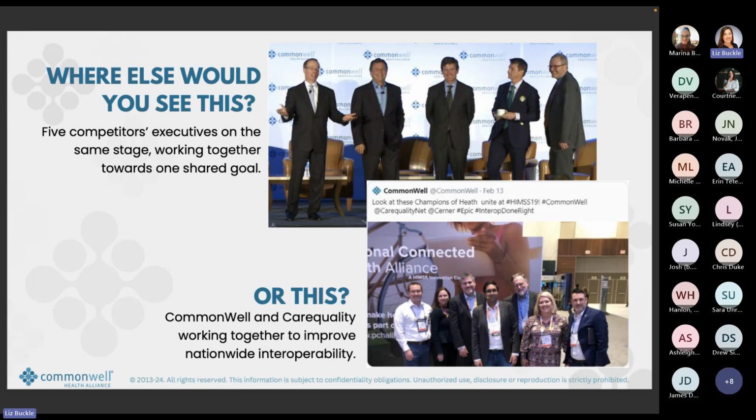This is not something that you probably would have seen very frequently 11 years ago. And then the bottom image is Epic, Cerner, CommonWell, Care Quality, Sequoia, all standing, smiling, happy together. Today we actually are seeing this more and more. And I have to think that to some extent it is in part thanks to CommonWell and the work that we've done to bring competitors together to improve interoperability at a national scale. This was not normal 10, 8, 7 years ago.